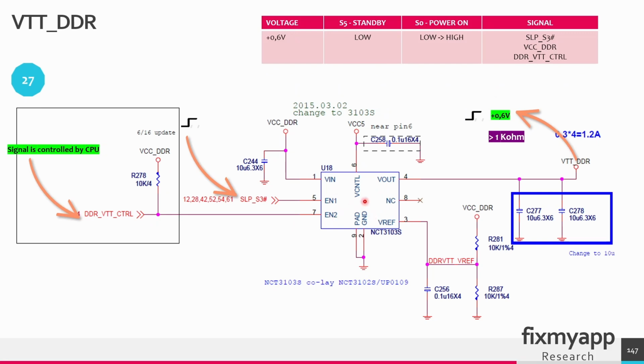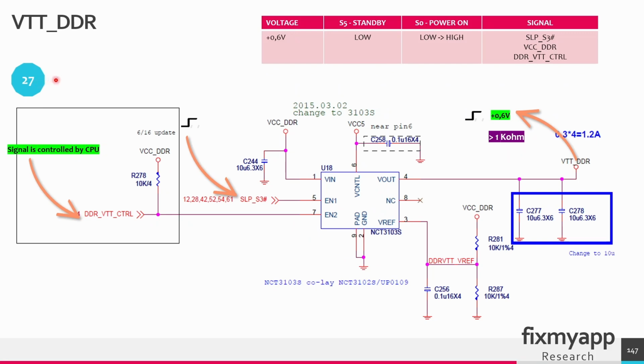This is the voltage regulator that will create the 0.6 volts, and this voltage regulator depends on two enable signals. The sleep state S3 has to be high, and this enable signal, the DDR VTT control signal, comes from the CPU. When these two enable signals are present and the input power supply is also present, it will start generating the 0.6 volt. And the output resistance is higher than 1 kilo ohms.